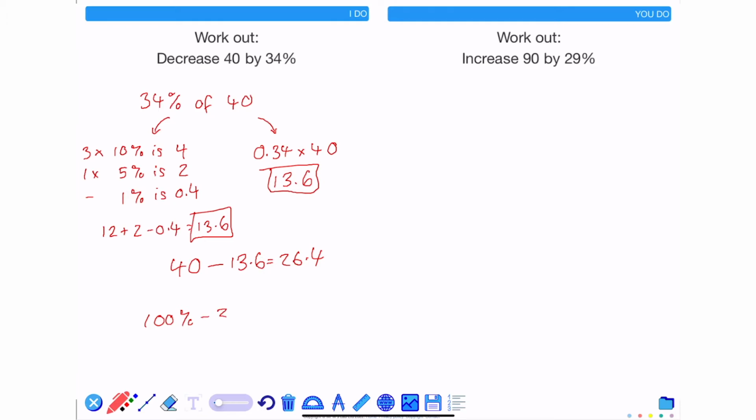An alternative way of thinking of the same question is that I started off with 100%. I want to take away 34%. And this would give me 66%. So another way of answering the question and arriving at 26.4 is to find 66% of 40, which would also give me 26.4. Pause the video here and choose an appropriate method to now answer the question on the right hand side. When you're ready for the answer, press play.